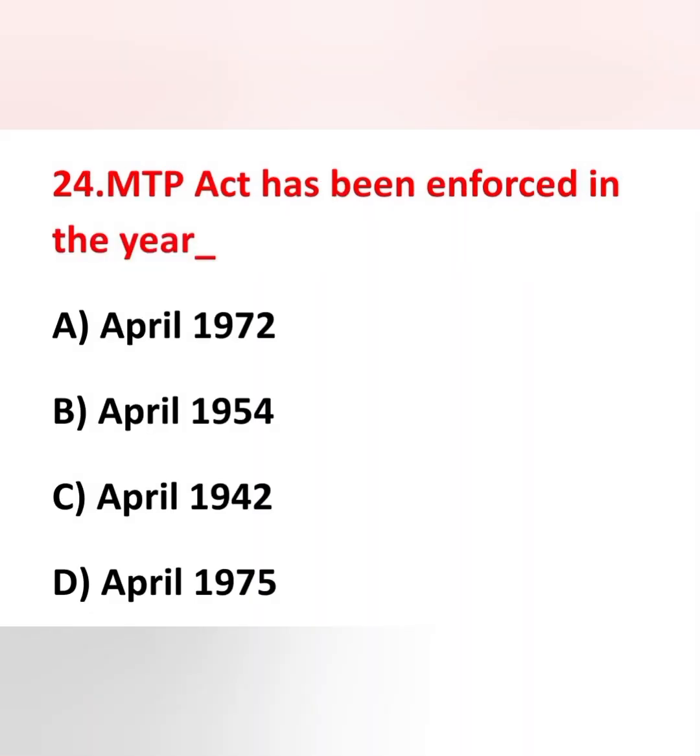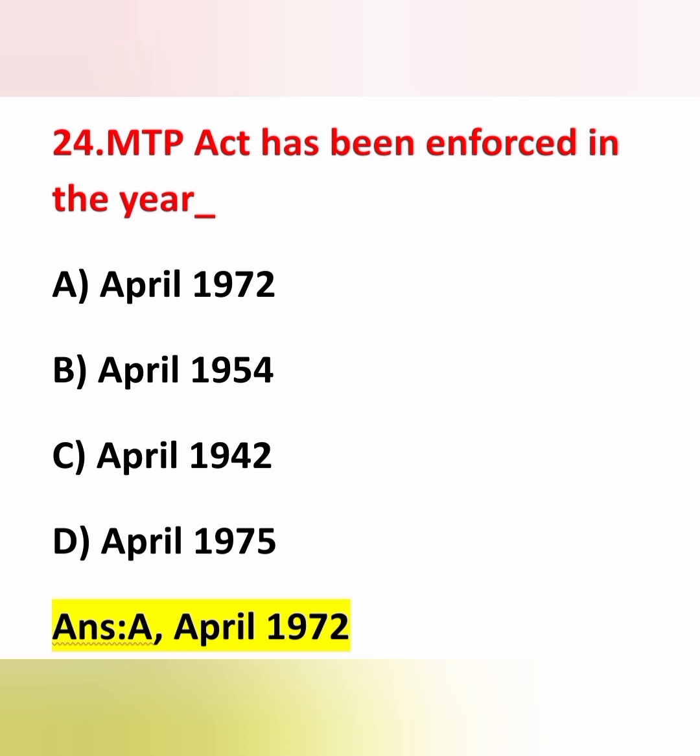Question number 24. The MTP Act has been enforced in the year: option A April 1972, option B April 1954, option C April 1942 and option D April 1955. Here the correct answer is option A, April 1972. This Medical Termination of Pregnancy Act was amended in the year 1971 and the act came into force in April 1972 throughout India.